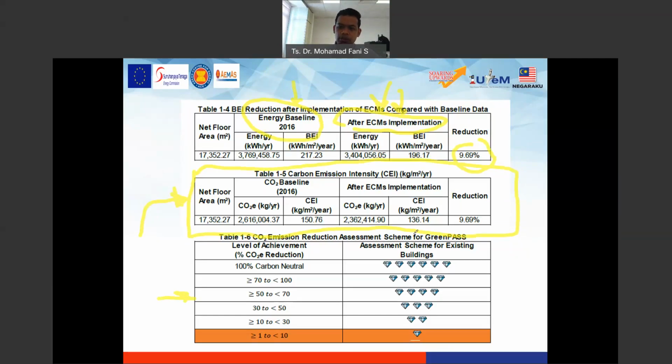And here is the scheme for the green pass assessment scheme for the existing building. So when we come out with this one, the level of achievement is based on the CO2 reduction. So when the CO2 reduction is more than a certain percent, or 100% or 70 to 100, then we come out with some labels, for example here, diamond. So this building can be labeled as the 5 diamond labeling by the government or by the authority body, to indicate that they have improved more in terms of the energy consumption reduction, as well as to reduce the carbon emission.